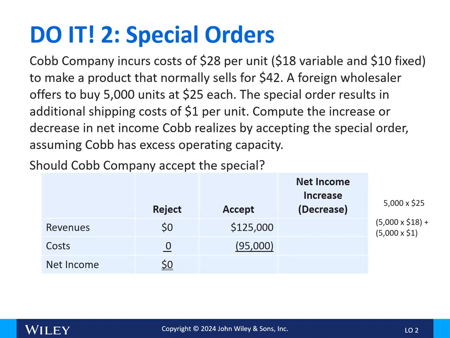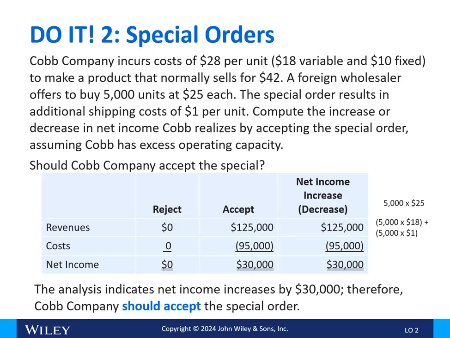So 5,000 times 18 plus 5,000 at $1, so $95,000. Our net income then increases by $30,000. If we look at the total again, $30,000 increase if we accept the special order. So this analysis indicates net income increases by $30,000, therefore we should accept the special order.